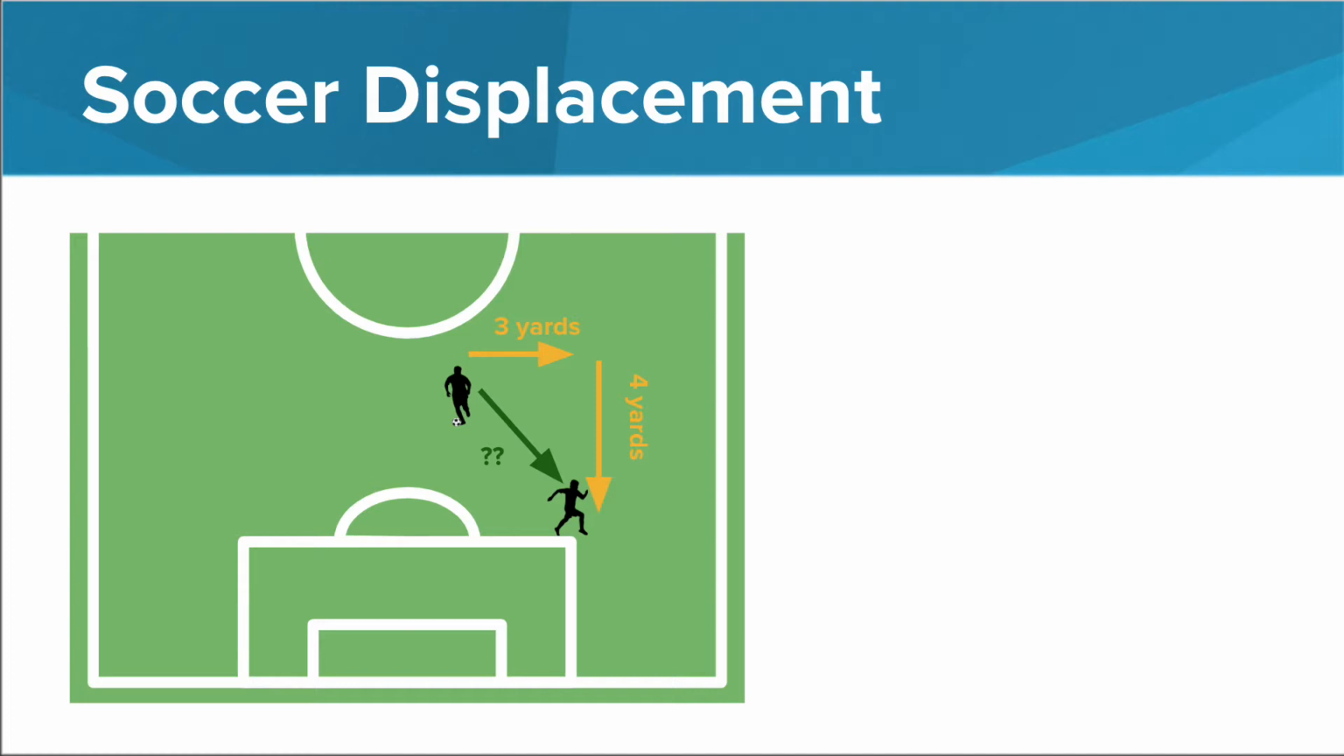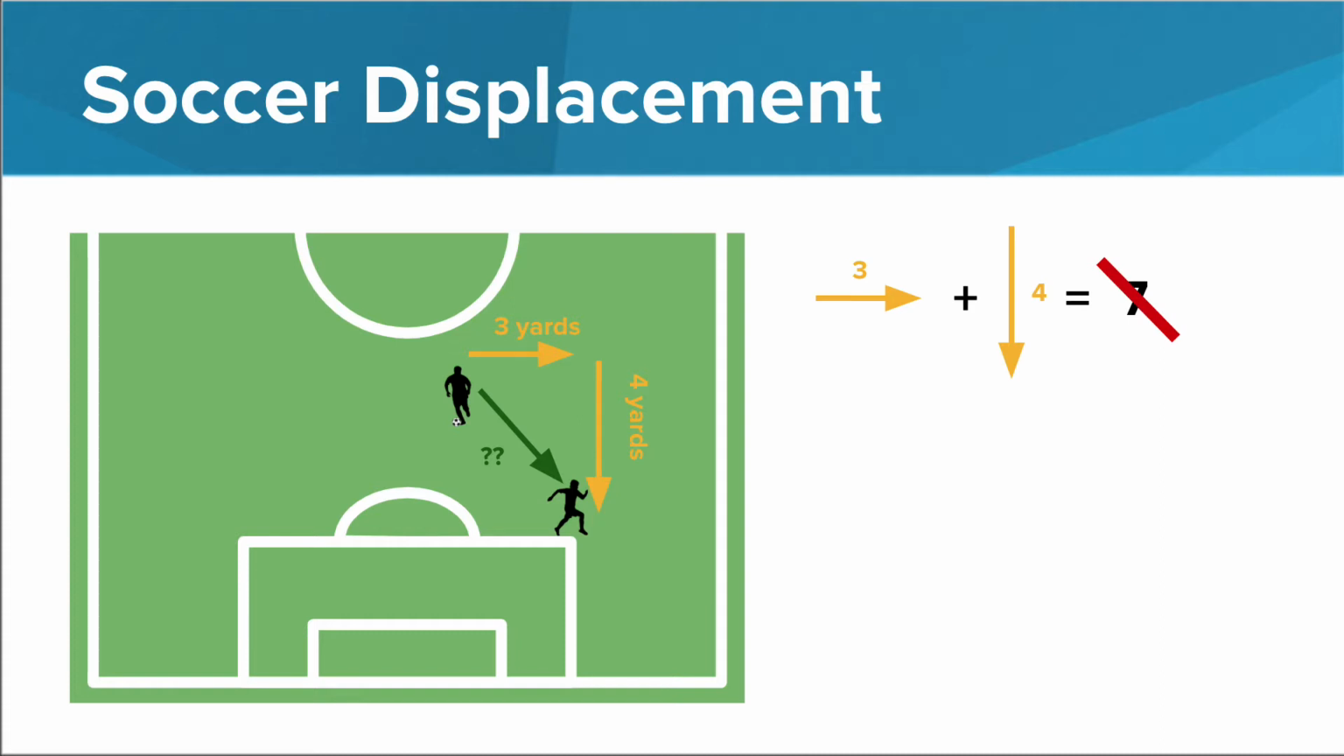Essentially what we were doing here was adding displacement vectors. Another way to phrase this problem is asking if we add a displacement of 3 yards right to a displacement vector of 4 yards down, what will be the result? We know it won't be 7 yards. We can see in the picture the two players are not 7 yards apart.